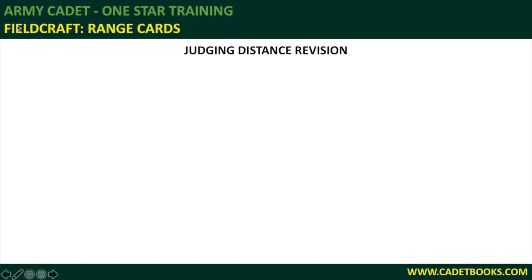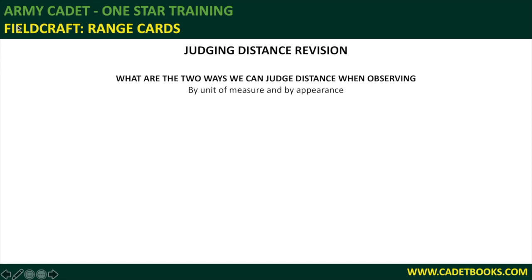Judging distance revision. What are the two ways we can judge distance when observing? By unit of measure and by appearance. What does 100 centimetres also equal? 1 metre or 1000 millimetres?